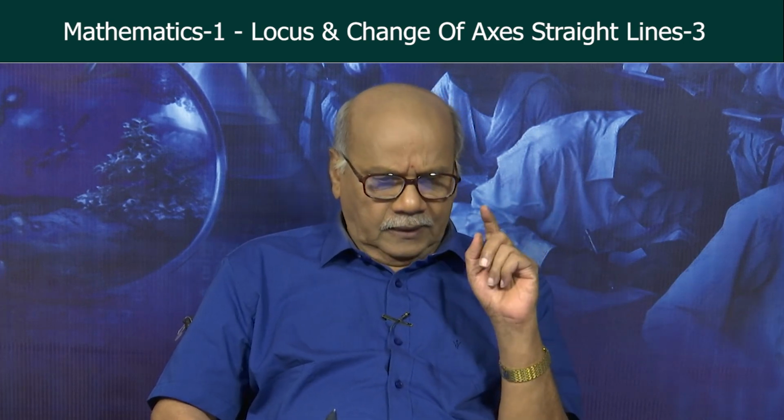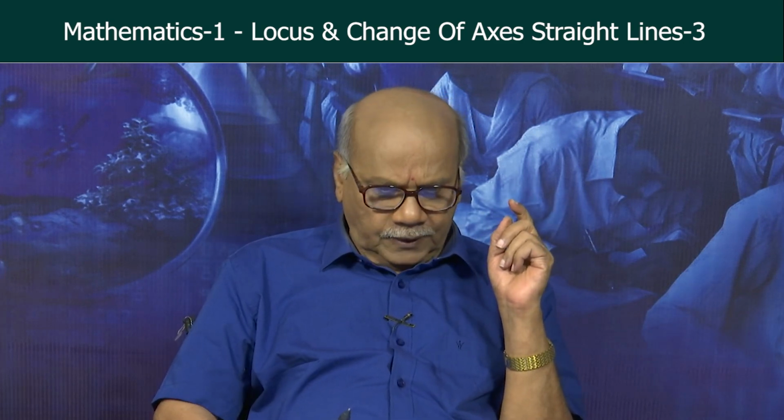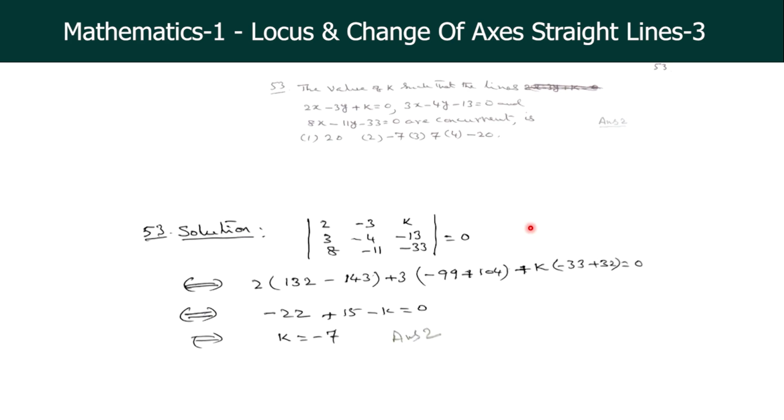We continue the same topic, but part 3. Now, question number 53. The value of k such that 3x minus 2y plus k equal to 0, 3x minus 4y minus 13 equal to 0, and 8x minus 11y minus 33 equal to 0 are concurrent is: first option 20, second option minus 7, third option 7, and fourth option minus 20.